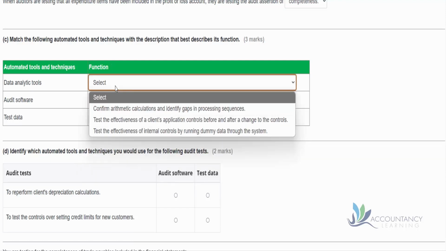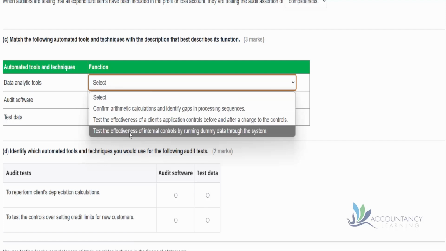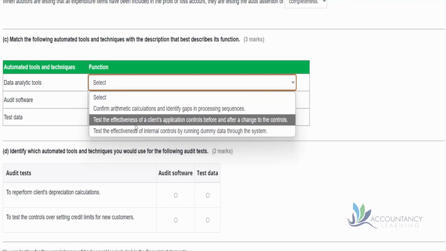And then for data analytics, so we can see our third choice there, test the effectiveness of their application controls before and after a change. So we're using the analytics to look at the situation before, look at the situation after, have the changes fitted in with what we'd expect to be happening.